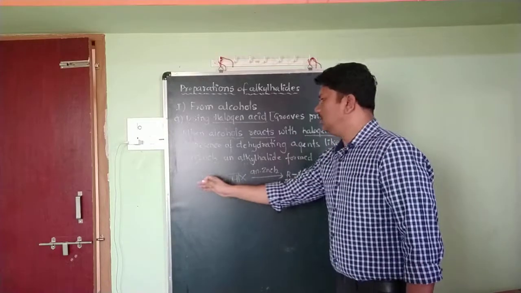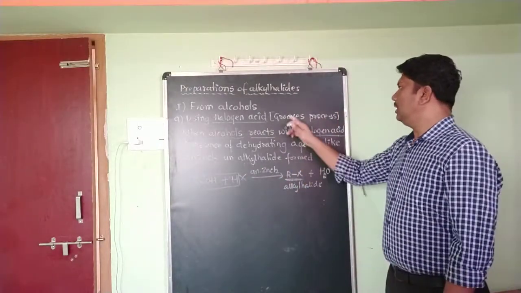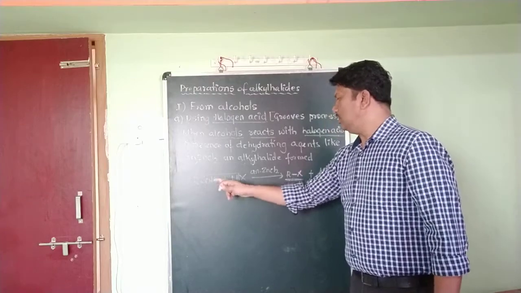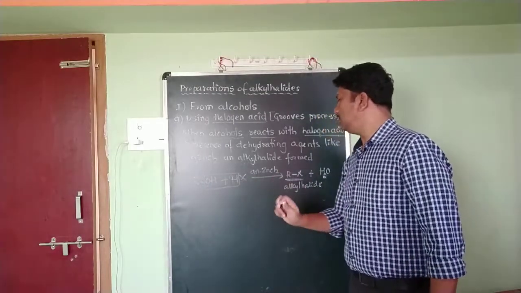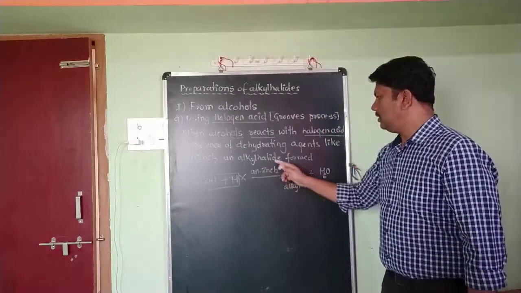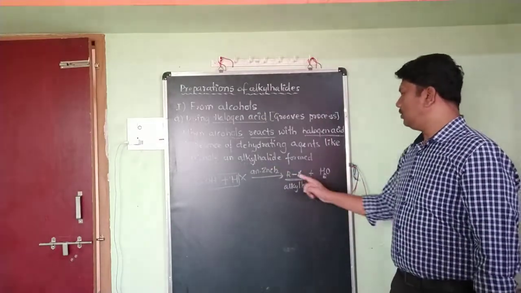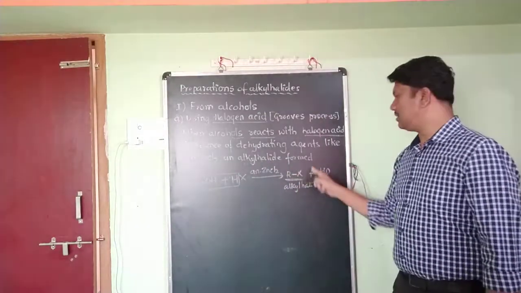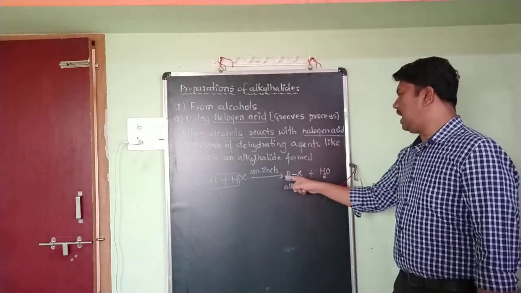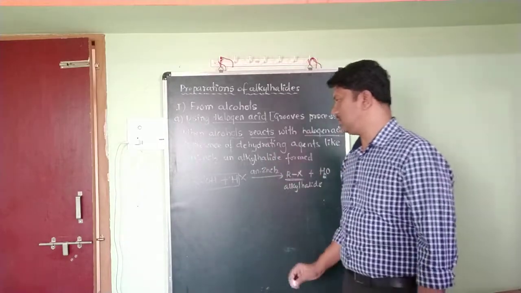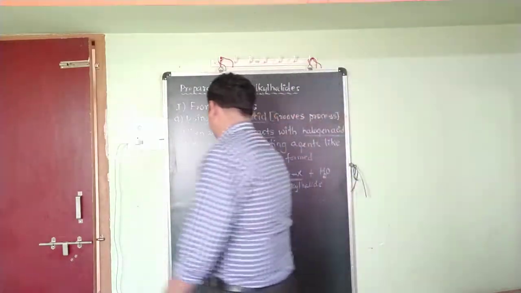So this is the general representation of the Gros process. When alcohol reacts with halogen acid in presence of a dehydrating agent like anhydrous zinc chloride, an alkyl halide RX is formed, where R is an alkyl group and X is the halogen atom. This is the general representation. I'll take one example here.